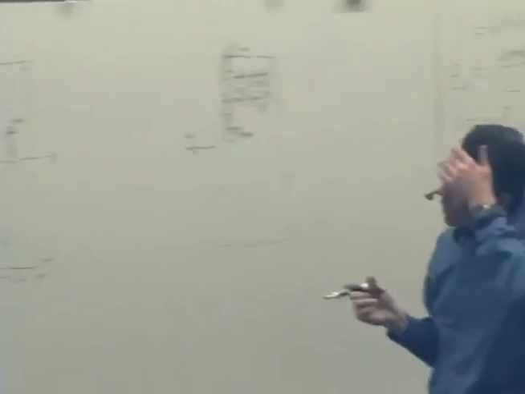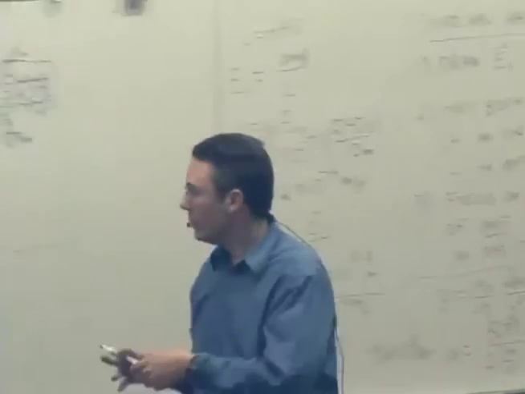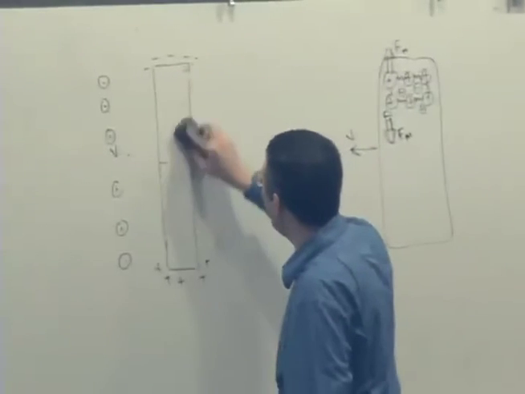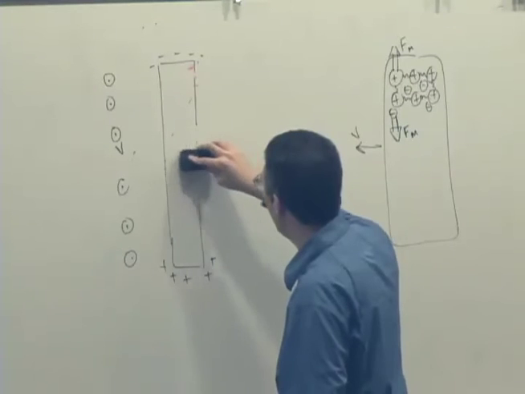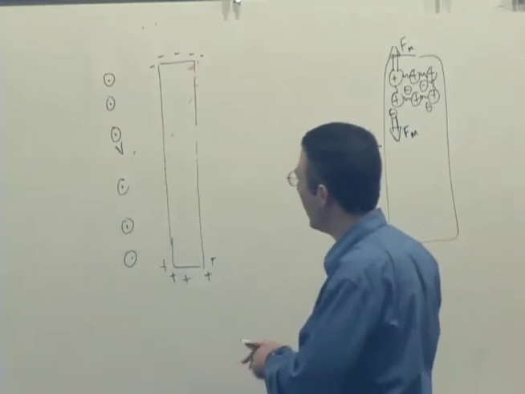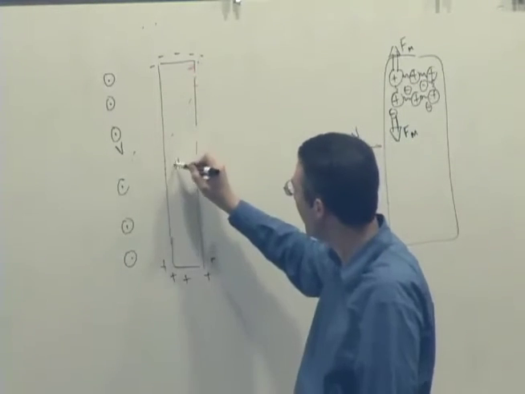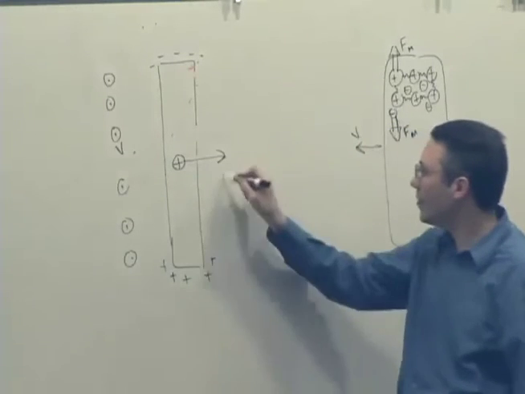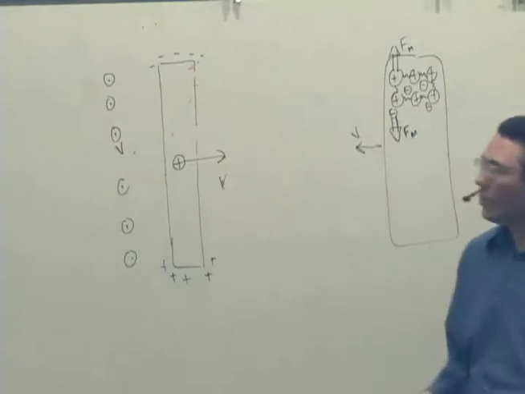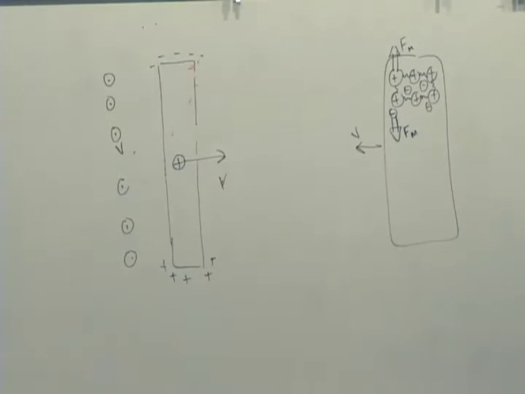Not surprising. What if, by the way, can we use this effect to tell the difference between positive holes or negative electrons as the mobile charges? What if the mobile charges were positive and the velocity was that way? What would you get for the polarization? Would it be different?